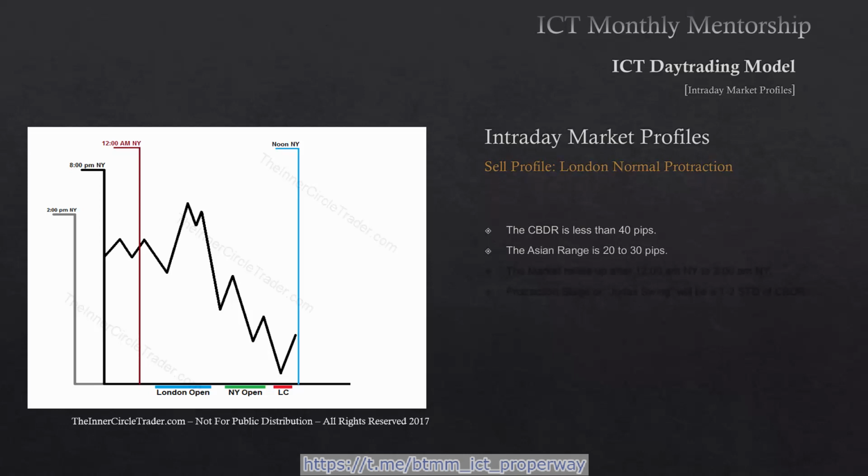The Asian session range between 8 o'clock and midnight New York time, we call that the Asian range. This is going to also have a classic range of 20 to 30 pips. If it's larger than that, again, this profile will not be existing.